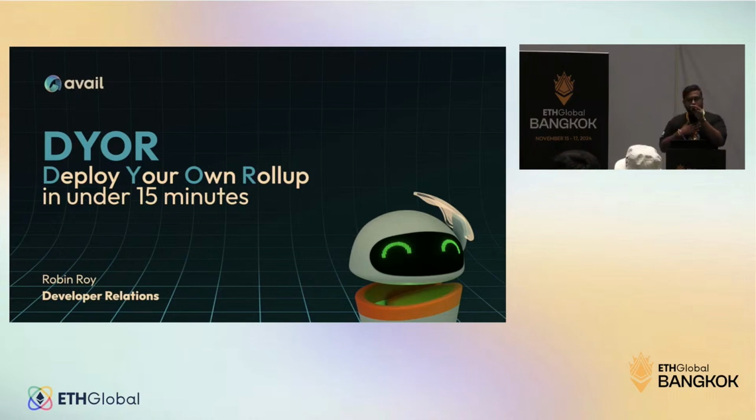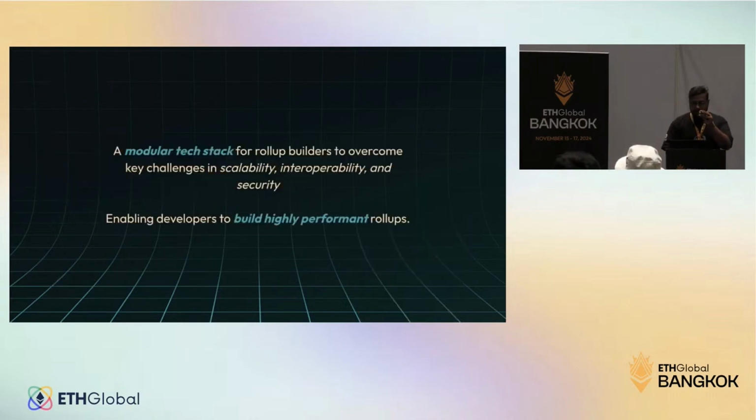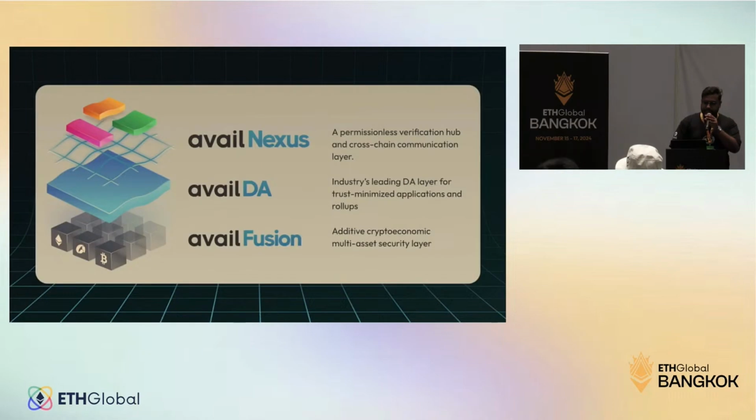Essentially, I am Robin, DevRel from Avail. Avail is this modular tech stack for rollup builders to overcome challenges such as scalability, interoperability, and security. What that means is DA is what we have as our main primary layer. On top of that, we are building something called Nexus, which is going to be this interoperability hub. And then we have Fusion, which is going to enable multi-asset staking.